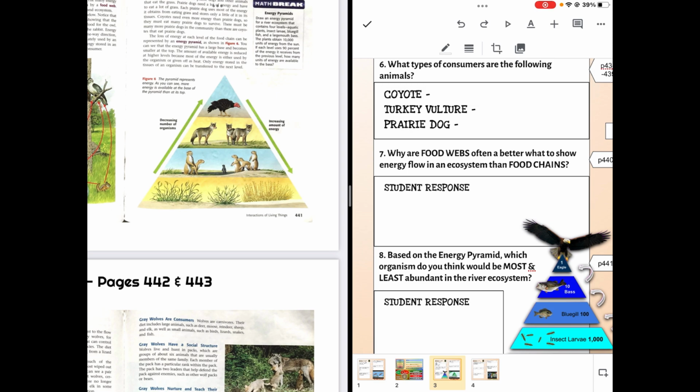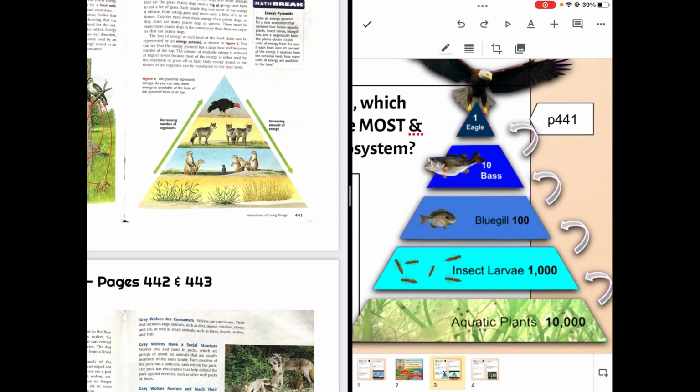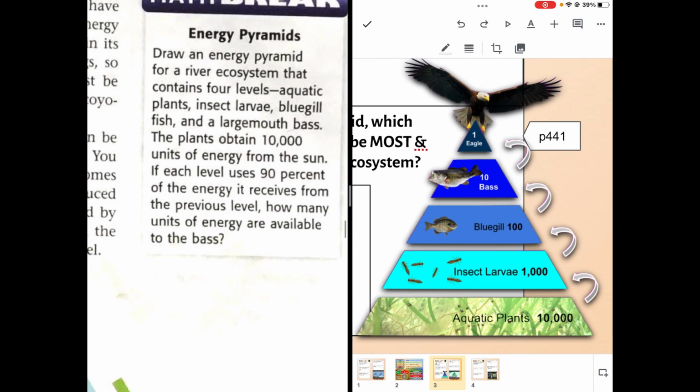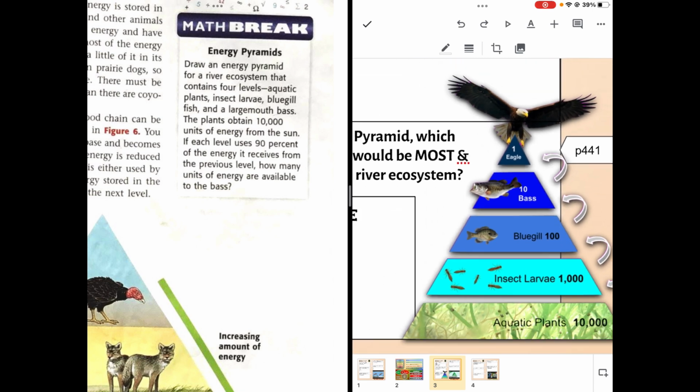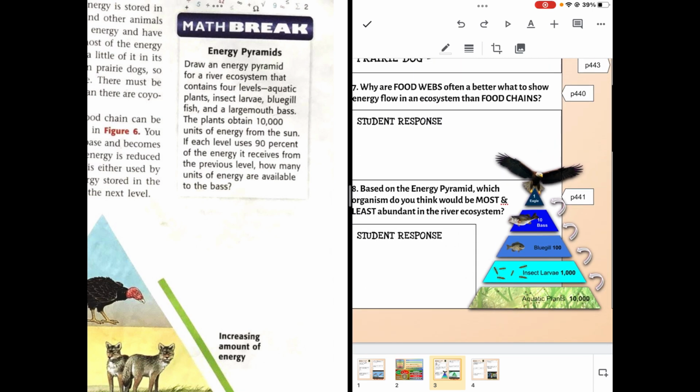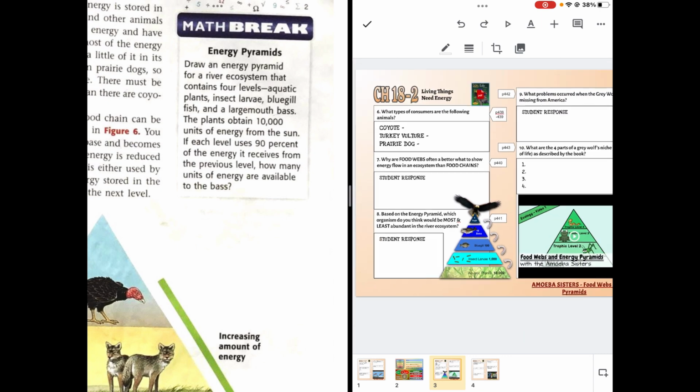I'm not asking you about those creatures, I'm asking you about these creatures. I've adapted the book's math problem, and we have aquatic plants eaten by insects, eaten by bluegill fish, eaten by bass, eaten by an eagle. And looking at the energy pyramid and the size of the blocks, you have to decide which organism would be the most common and most abundant and which would be the least.